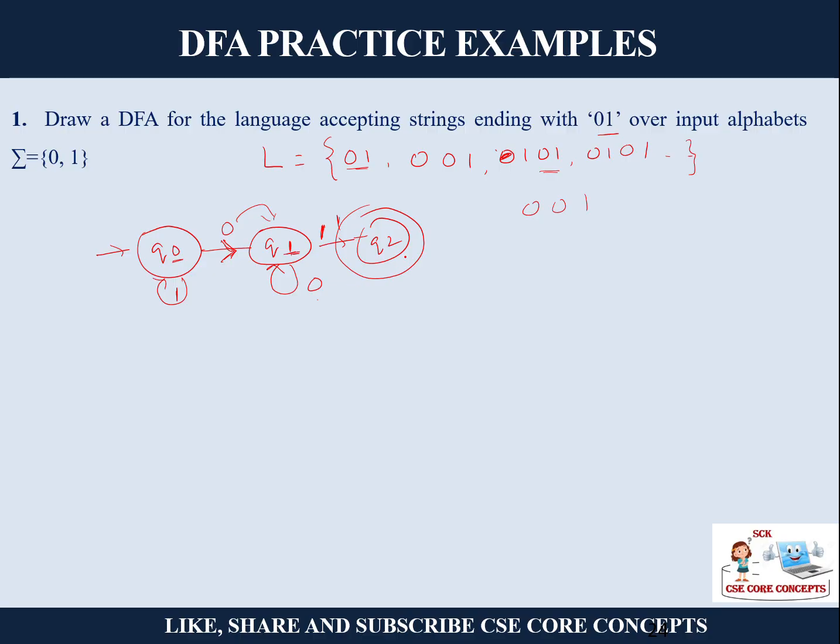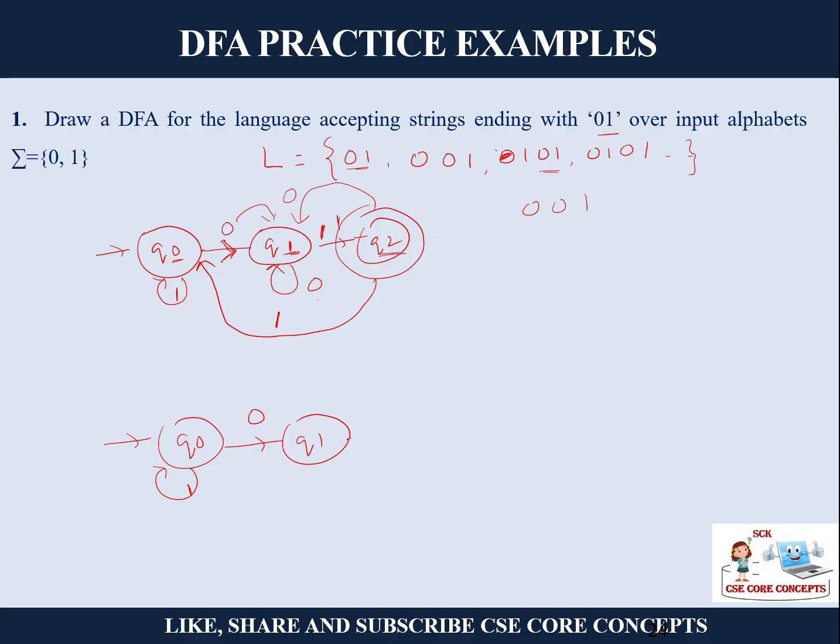Now, after Q2, if I get a 0, what will I do? I will go back to the Q1 state. And after Q2, if I get a 1, I will go back to my Q0 state. Okay, so how will it look? First, the initial state is Q0. If I have 0 input, I go to the Q1 state. If I have 1 input, I will remain in Q0.